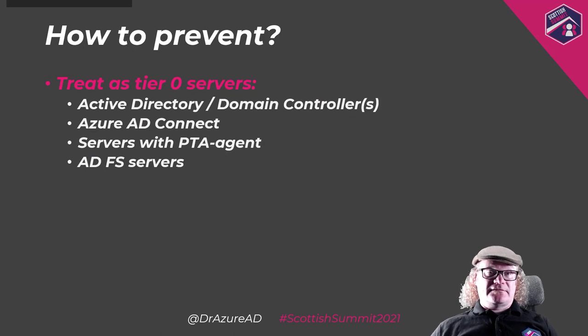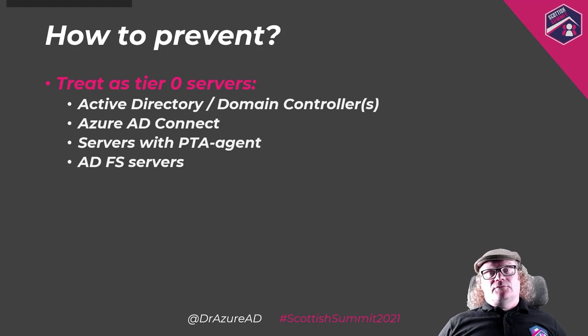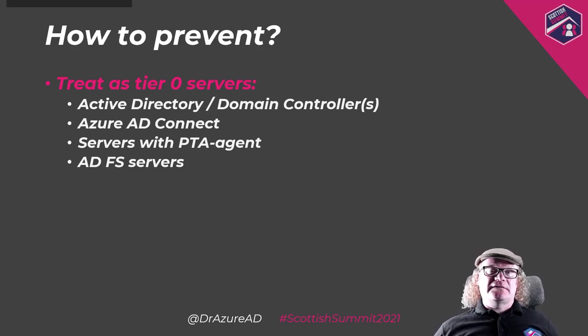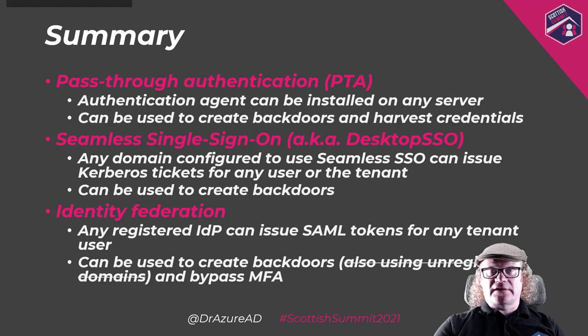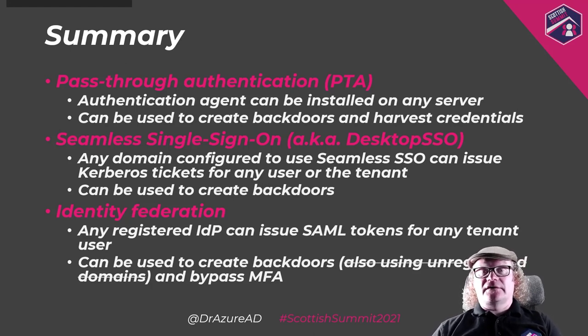Well, that's not an easy thing, but basically every Microsoft best practice says that you should treat all these components as tier zero servers. So tier zero is those servers and services that you need to protect at any cost. So for instance, Active Directory or domain controllers, you need to protect them, but you need to protect Azure AD Connect in a similar way, and also any server with PTA agents or ADFS servers, you should treat all those as tier zero. So that kind of summarizes our presentation for today. So I showed you three different ways that if you can compromise an organization's on-prem environment, you can leverage that and gain access to the organization's cloud environment also.